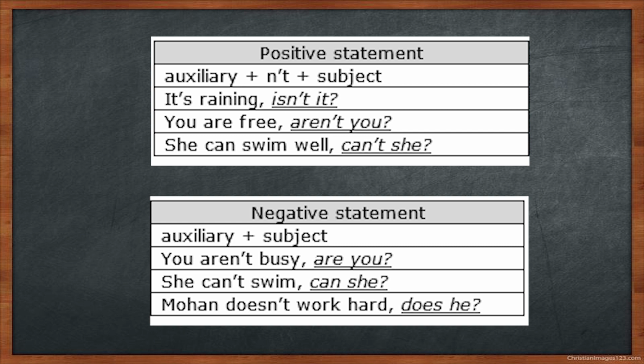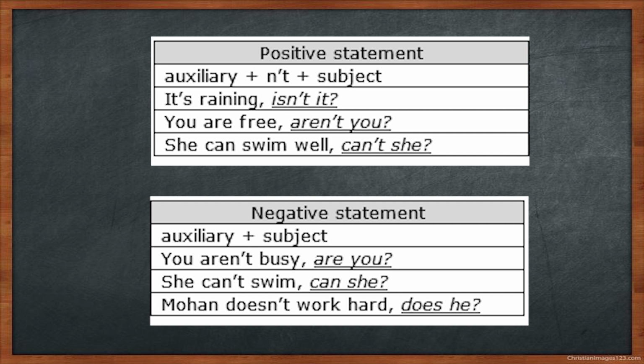See the sentence. It's raining, isn't it? The statement is positive, but the tag is negative. Another example, you are free, aren't you? The third is, she can swim well, can't she? So in all the cases, just see the main statement is positive, whereas the tag is negative.